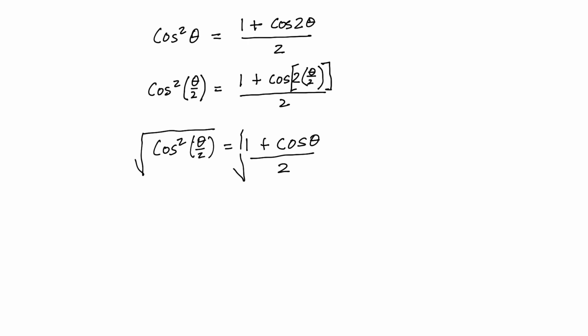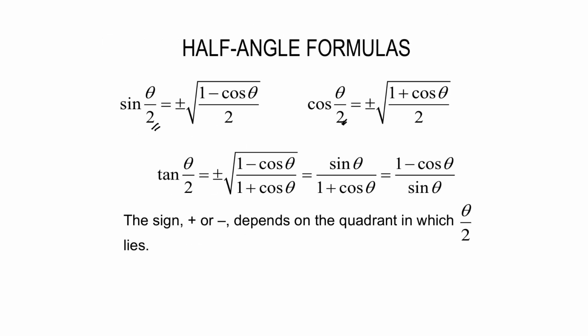When I take the square root of both sides, we get cosine theta over 2 is equal to the square root of 1 plus cosine theta over 2. And this is the half angle formula. Let's go back to that screen. You see it is this. And plus and minus, I should have included that as well.